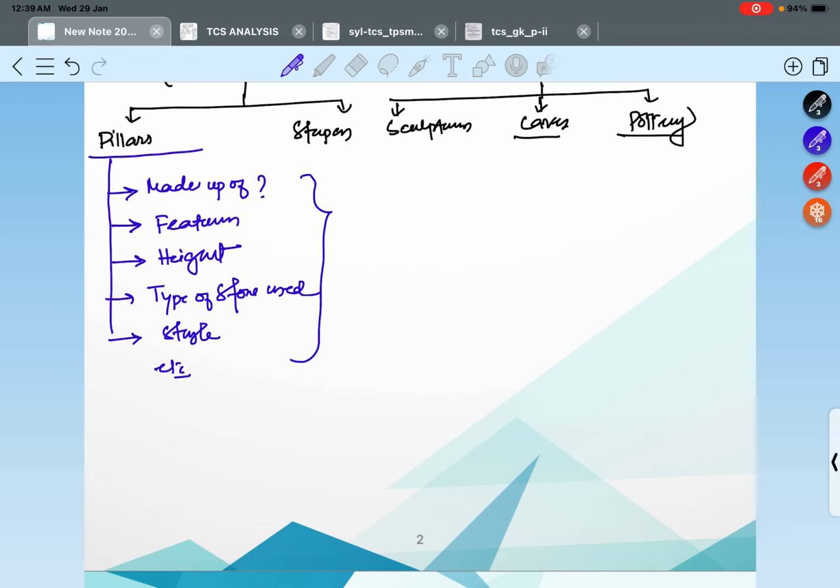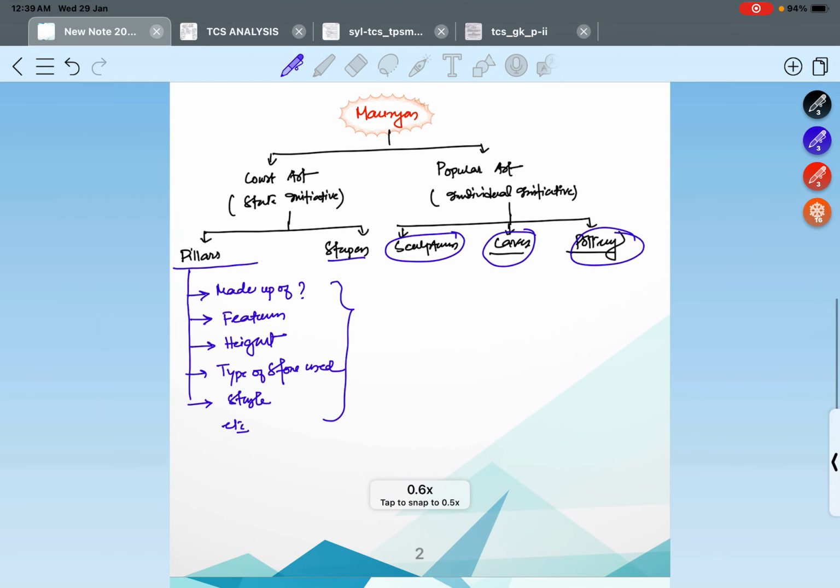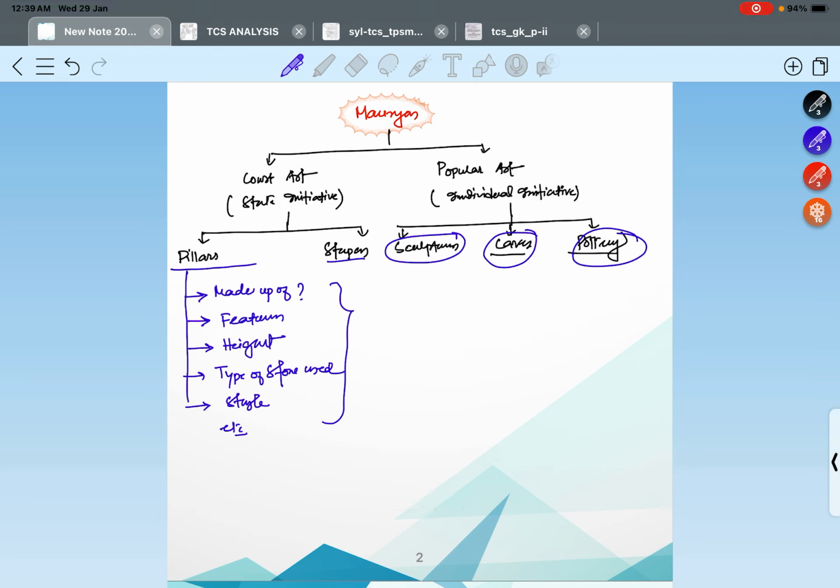In this way you have to do for stupas, sculptures, caves, pottery. So in the Mauryan art and architecture, if you do this part, court art, popular art, in this way if you do this much, then Mauryan art and architecture will be done. You don't have to go further or into more detail. This will be more than enough for your TCS syllabus.